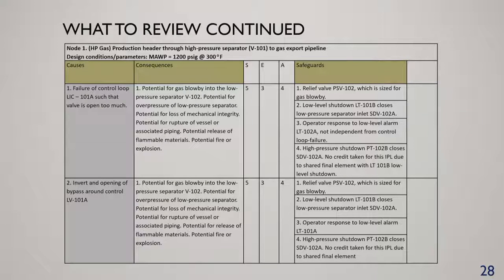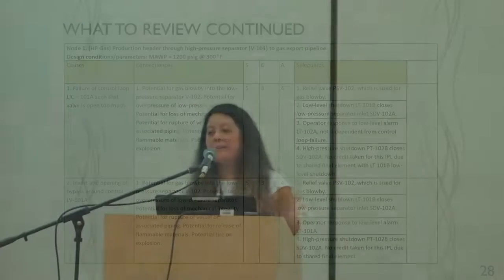I'm sorry that my laser pointer doesn't, here we go. So we talked a little bit about being able to identify things for the mechanical integrity program. Here, one of the safeguards is a relief valve, PSV 102, which is sized for gas blow-by. So what we can do from here is we can select this specific PSV and check, one, that it was designed correctly for the process, which helps with the process safety information portion of the audit. And then secondly, we can take a look at the mechanical integrity records and make sure that the pop tests were done correctly and on time, and that those records were maintained for the history of the piece of equipment.